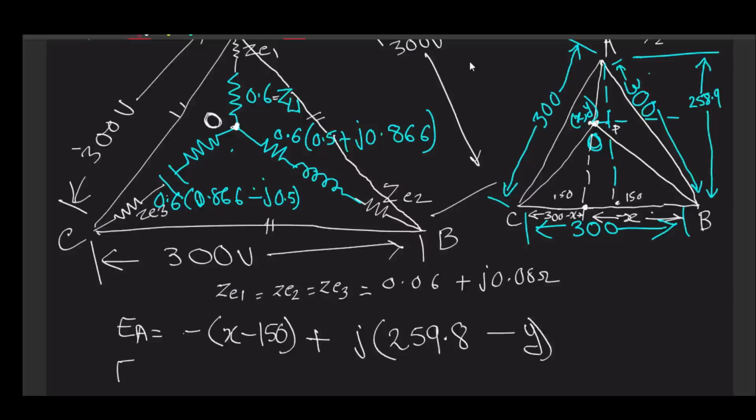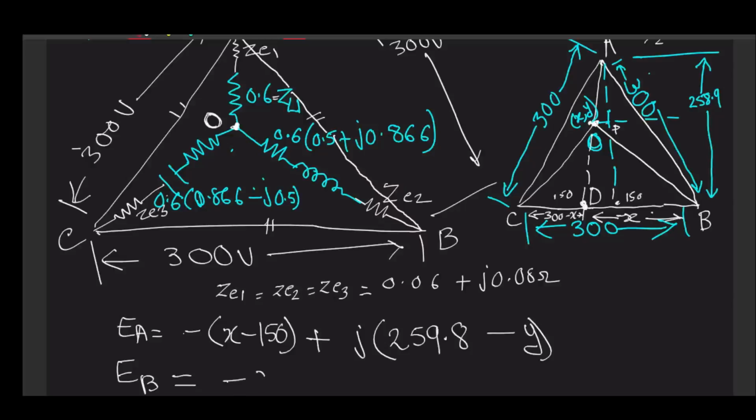What about EB? It is very easy to write EB. You have to consider this triangle. Let this point be D. That is the projection of point O on this BC line. So this BD is how much? BD is x, but you are moving in the direction of negative x.